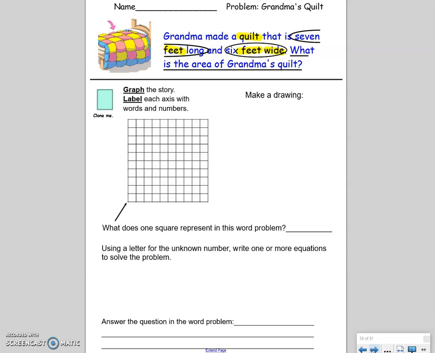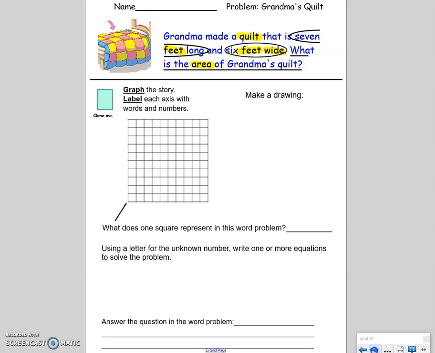The width is how wide something is. So feet wide is a width. Do you see any other keywords that really tell us this is an area problem? Look at the question. Oh yes, the question is literally asking us to find the area. It's asking what the area is. So of course, this is an area multiplication story problem.